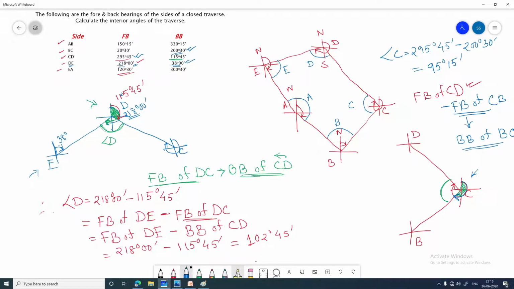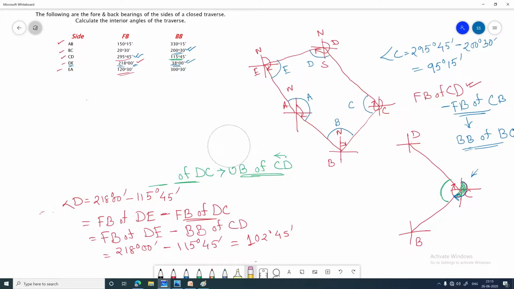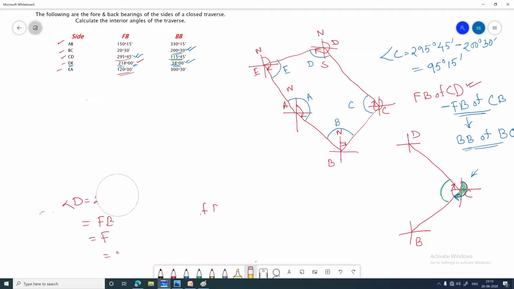Now I just remove some portion. It is a very simple thing, but you need to understand why we are using this kind of conversion of forward bearing as well as back bearing. Okay, now we have determined the values of D as well as C, right? Now as we are going in the clockwise direction, let's come to the angle B. So let's determine the angle B. So yes, it is something like this.